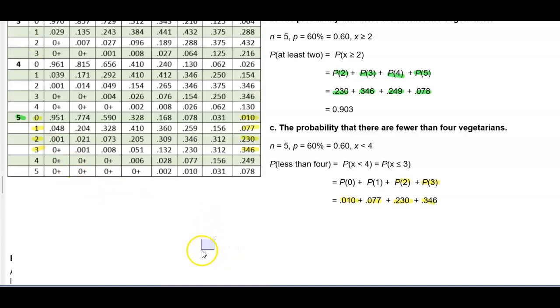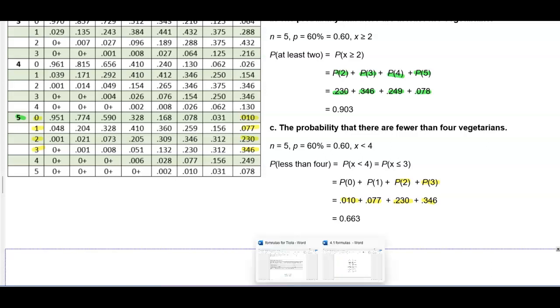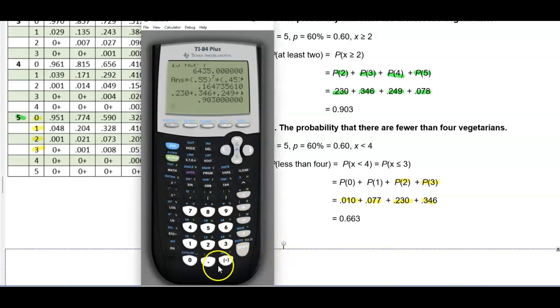So if we add those together, we get 0.663. Let's verify that. 0.010 plus 0.077 plus 0.230 plus 0.346, which gives us 0.663.